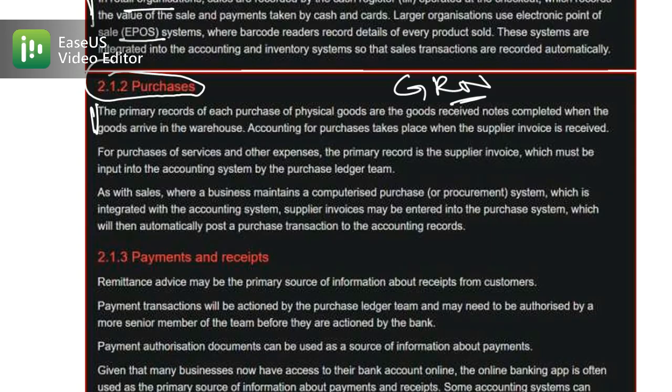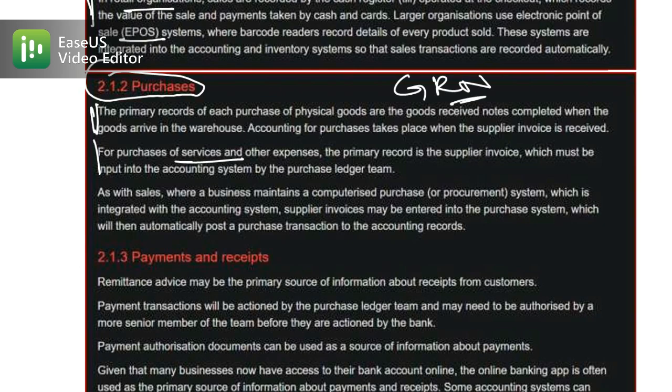For services and other expenses like electricity, consultancy or rent, there is no delivery note, and the supplier invoice itself is the primary record. So it is entered into the accounting system by the purchase ledger team. And again, in a modern business, this is often automated. If the company uses a computerized purchase system that is integrated with accounting, the supplier invoices are entered once, and the purchase transaction is posted automatically.